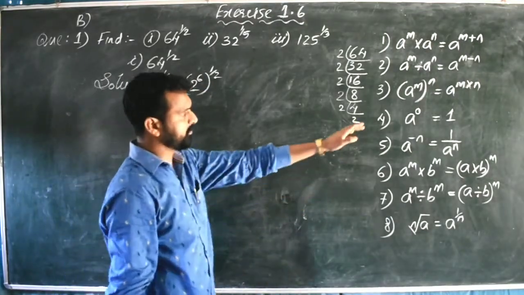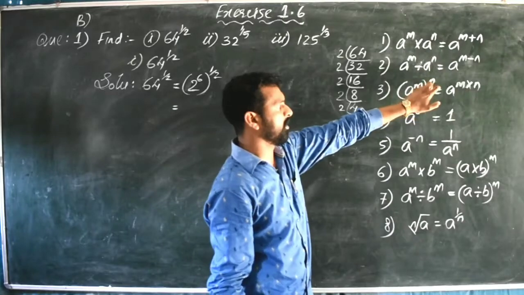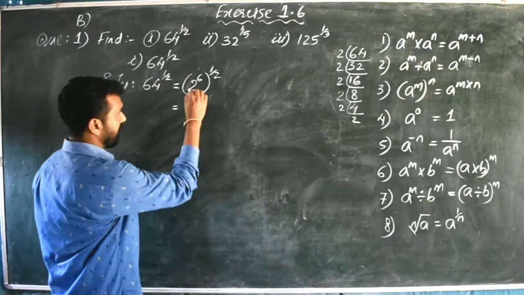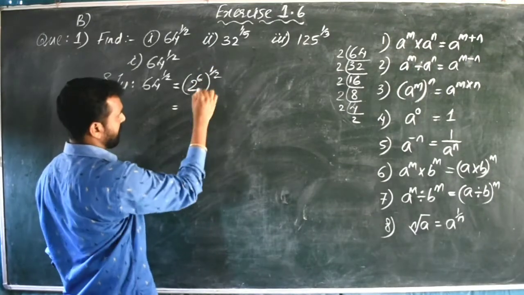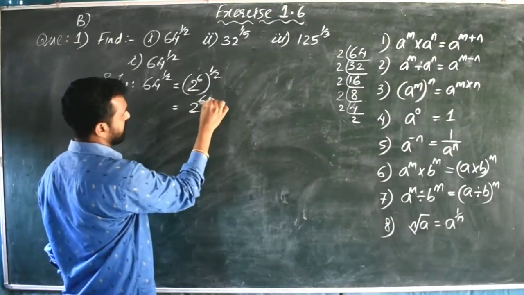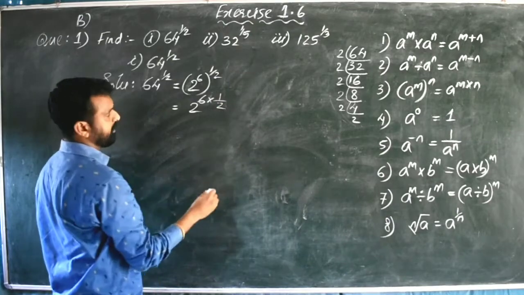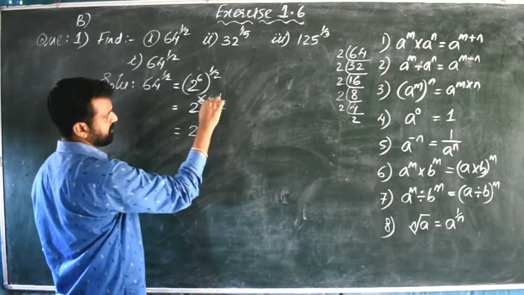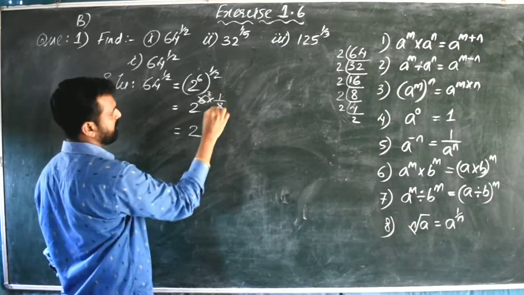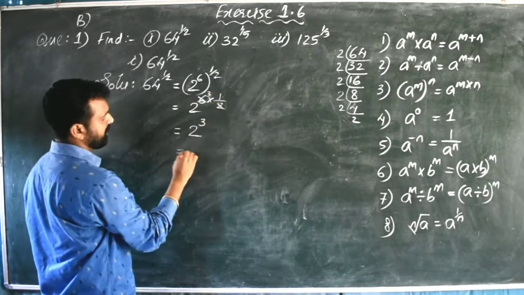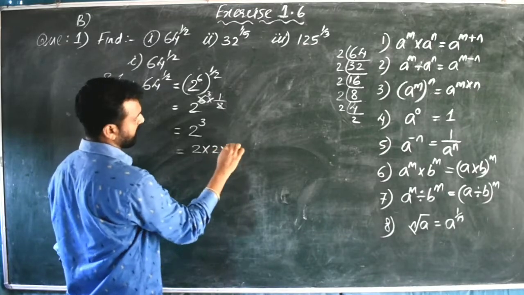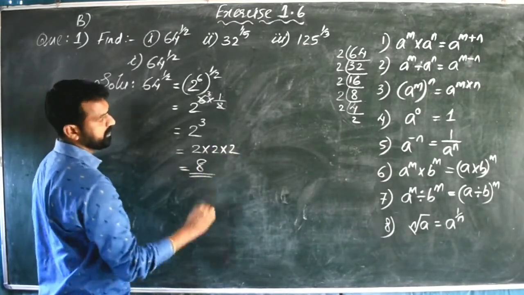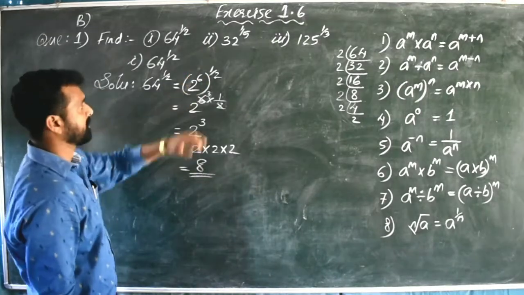Now we are going to use the formula. (a raised to m) the whole raised to n is equal to a raised to m into n. That is equal to 2 raised to 6 into 1 by 2. 6 divided by 2 is 3, 3 into 1, 3. 2 raised to 3 means that 2 is multiplied 3 times. 2 2s are 4, 4 2s are 8. That is the answer.